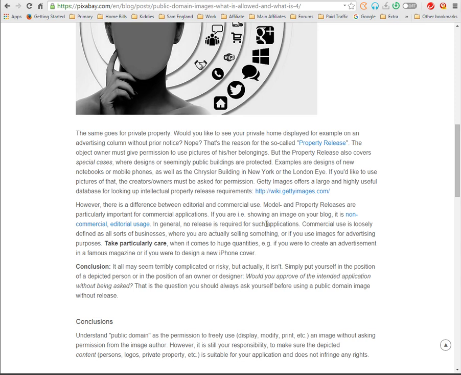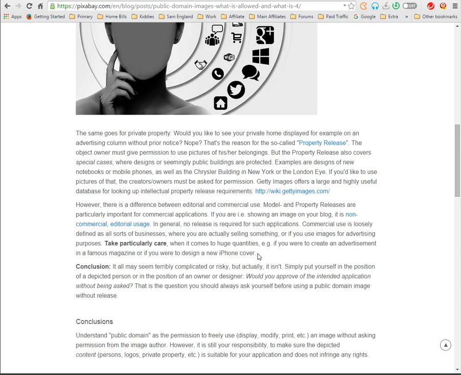However, there is a difference between editorial and commercial use. Model and property releases are particularly important for commercial application. However, if you're showing the image on your blog, that is considered non-commercial editorial usage. In general, no release is required for such applications. However, commercial use is loosely defined as all sorts of business where you're actually selling something, or if you use images for advertising purposes. So take particular care when it comes to huge quantities. An example, if you were to create an advertisement for a famous magazine, or if you were to design a new iPhone cover.